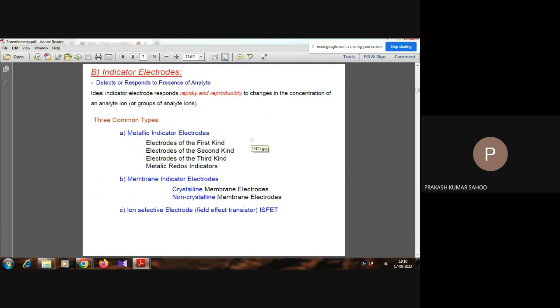Then indicator electrodes detect or respond to the presence of analyte. An ideal indicator electrode responds rapidly and reproducibly to change in the concentration of an analyte ion. Three common types: metallic indicator electrode, membrane electrode, and ion selective. In metallic we have electrodes of the first kind, second kind, third kind, and the redox indicator. In membrane we have crystalline and non-crystalline. In ion selective electrode we have field effect transistors, which are used for ion selectivity.